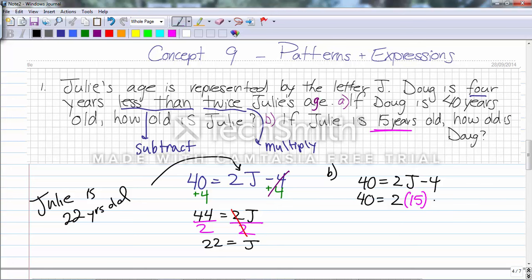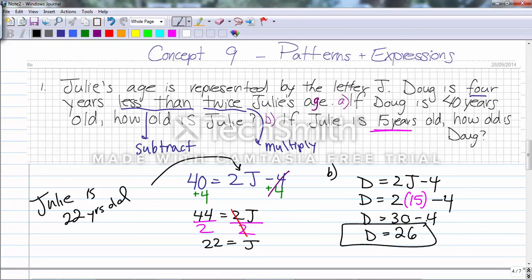Now, I'm trying to figure out Doug's age. I know that if Julie's 15, Doug's no longer 40. He's younger. Where Julie's gotten younger, so Doug's gotten younger. So I'm going to let Doug be the letter D. Well, 2 times 15 is 30. 30 minus 4. That means if Julie's 15, Doug is 26, which makes sense.